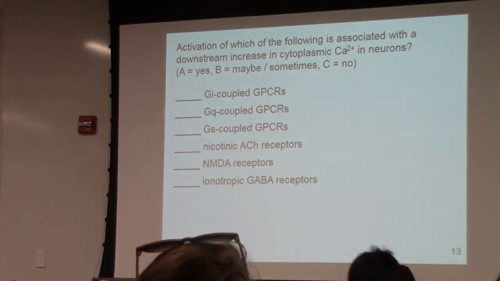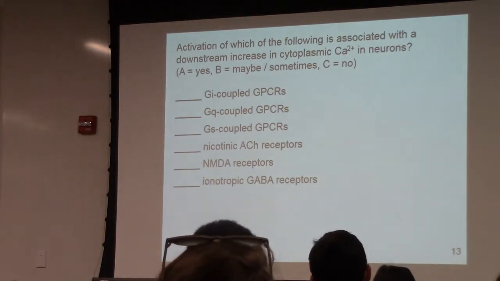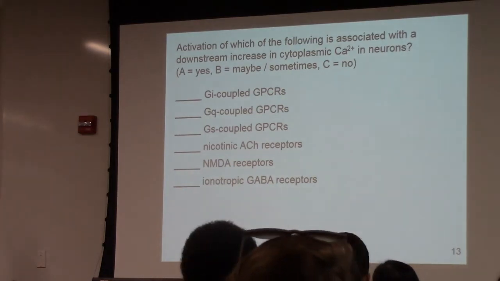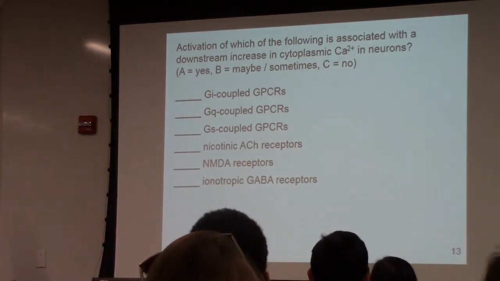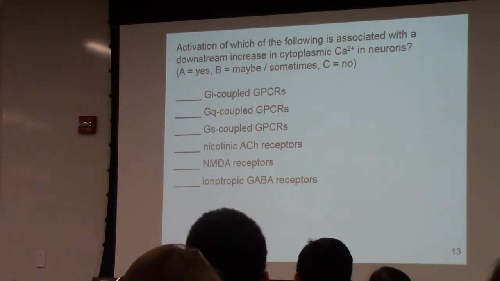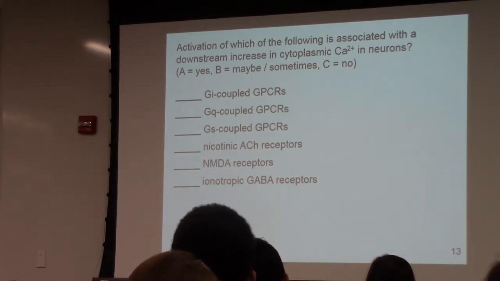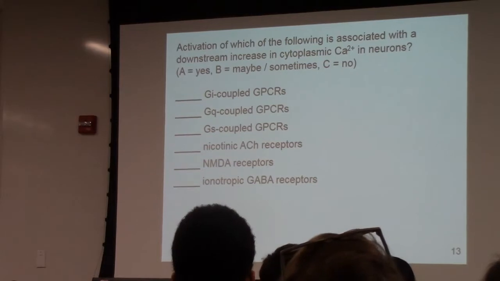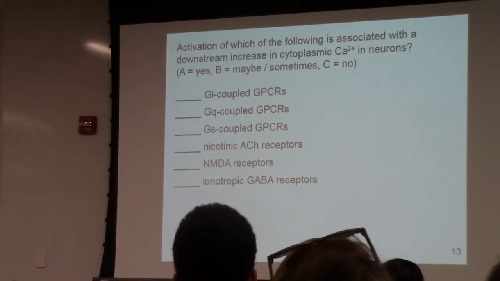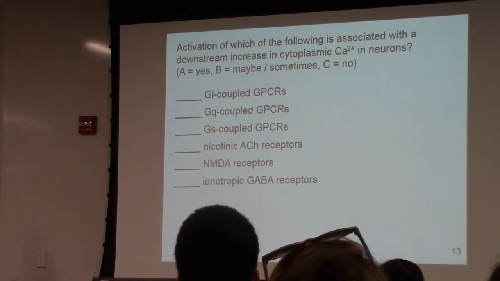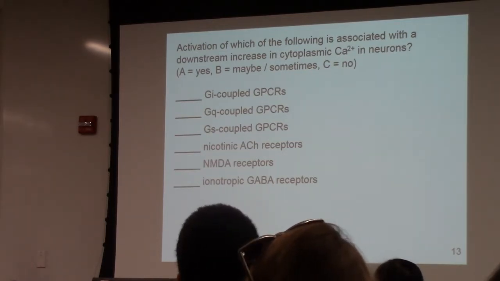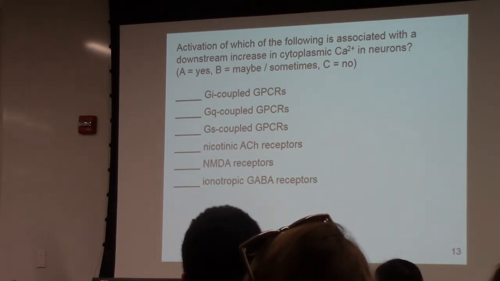Activation of which of the following is associated with a downstream increase in cytoplasmic calcium? Now you have multiple choices: yes, no, and maybe, or sometimes. Each blank has one letter, so we're going to go through them one at a time. Show me one letter. For Gi coupled GPCRs: yes, no, or sometimes.